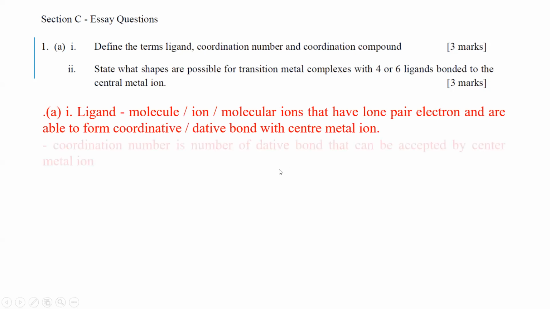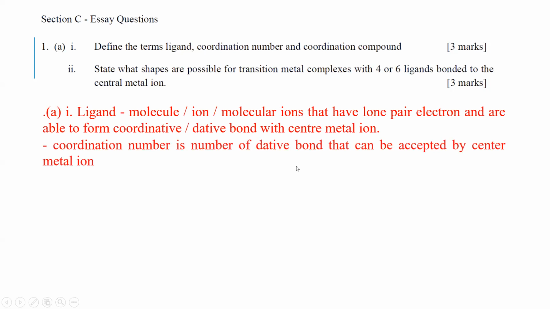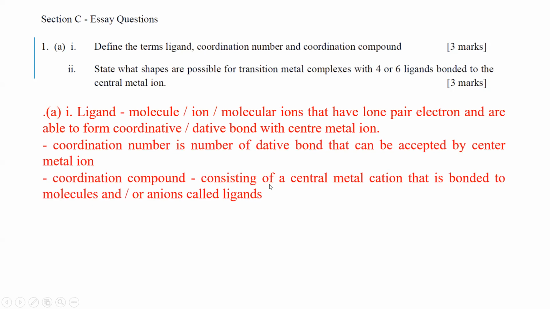Okay, whereas coordination number is the number of dative bonds that can be accepted by the central metal ion. And last but not least, a coordination compound consists of a central metal cation that is bonded to molecules or anions called ligands. Okay, so that is how you are going to explain the difference between ligand, coordination number, and coordination compound.